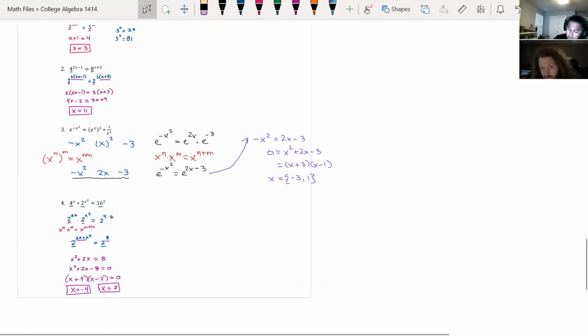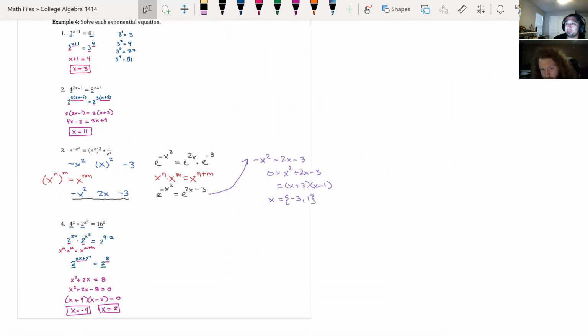Any questions on that page? If not, we are done. Those were exponential functions.